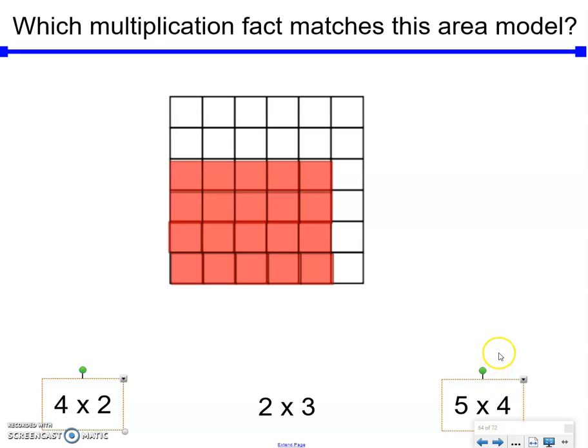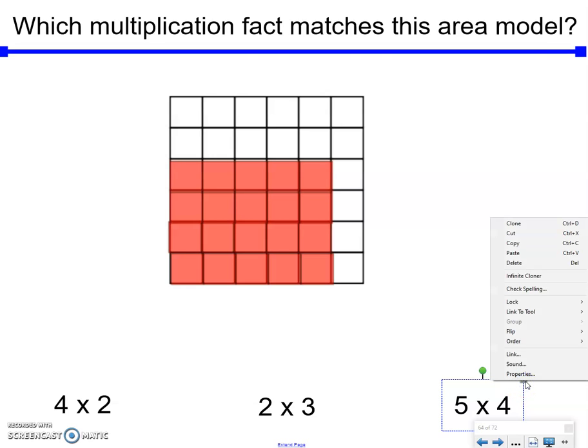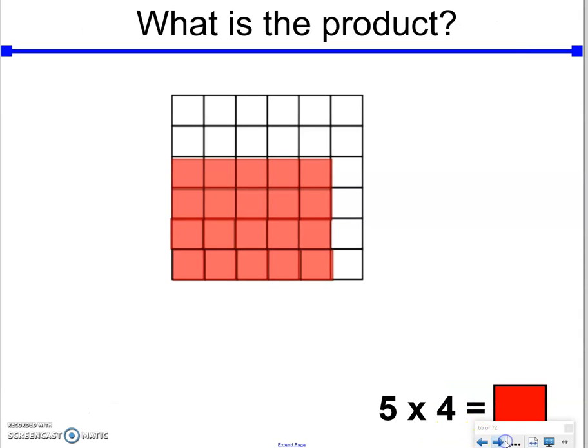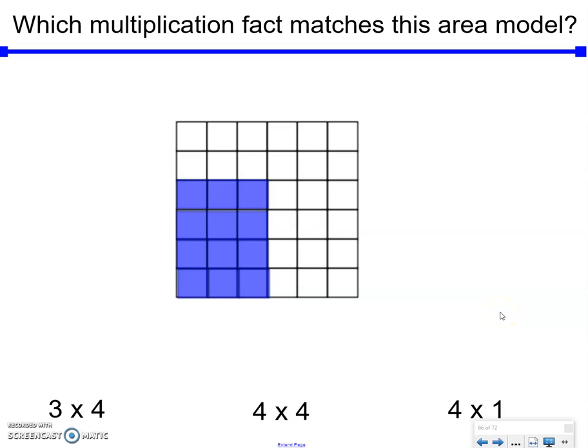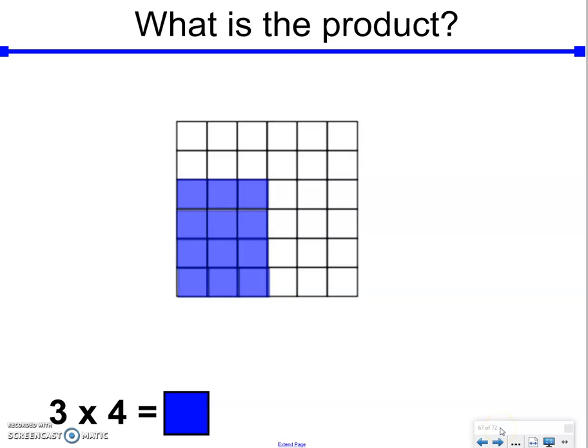Look at this next rectangle. Which multiplication fact matches this area model? You're right. This is a 5 by 4 rectangle. So, what is the product of 5 times 4? I agree. 5 times 4 equals 20. Take a look at this area model. Which multiplication fact matches this area model? You're right. This is a 3 by 4 rectangle. So, what is the product of 3 times 4? You're right. 3 times 4 equals 12.